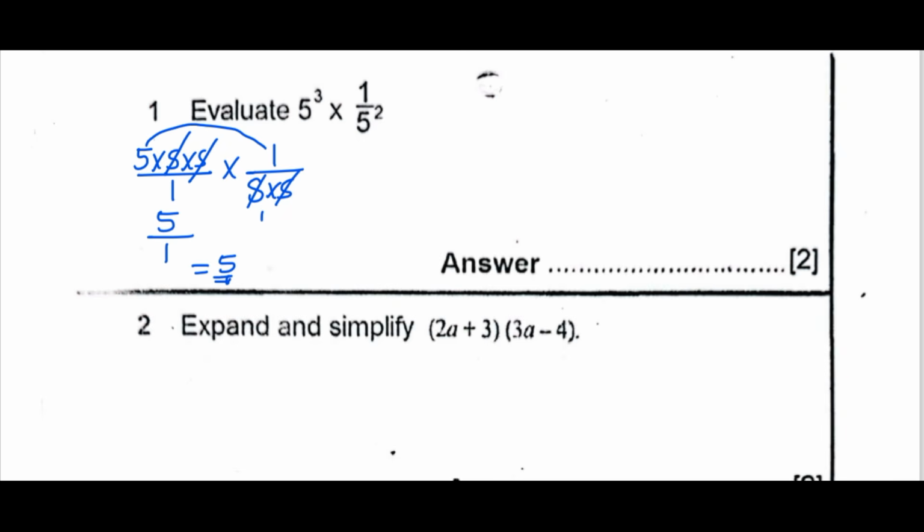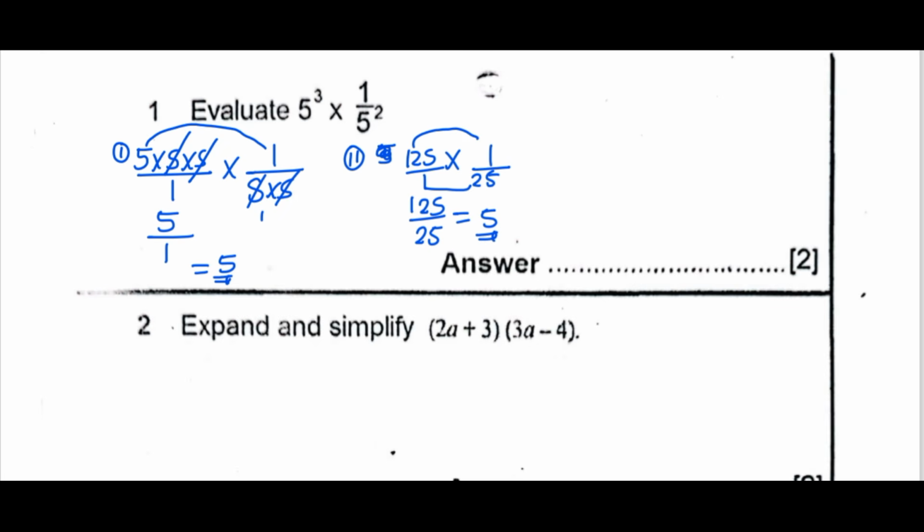Let's look at the second way in which we can evaluate. Instead of saying 5 times 5 times 5, we can say 5 times 5 times 5 will give us 125. Then 1 over 5 times 5 is 1 over 25. So 125 times 1 is still 125, over 1 times 25, which is 25. Then 25 into 125 will give us 5.